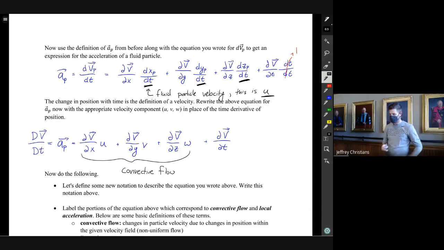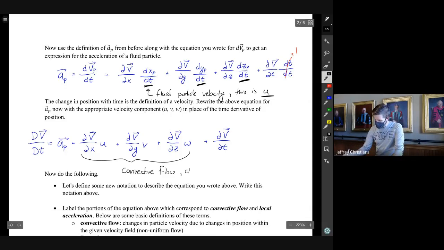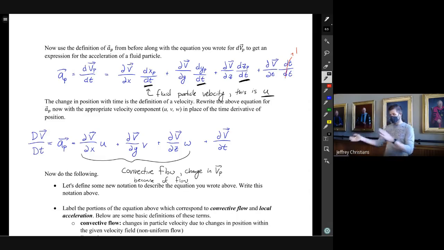Convective flow. So this is change in the particle because of flow or because of movement in the velocity field. So again, if you're thinking about the fire hose example, you as the particle, you're going to experience a change in velocity and acceleration as you move from inside the hose through the nozzle and crash into the wall. You're going to have a lot of different accelerations. So you're going to have accelerations based on where you are. That's what this first convective flow term is.